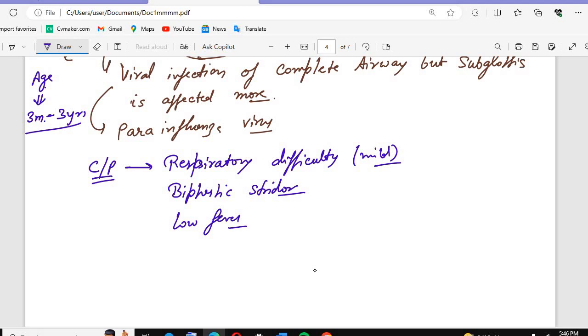Here we see low fever. In acute epiglottitis there was high fever, 103 to 104 degrees. There is barking cough, and this barking cough is due to bronchospasm.